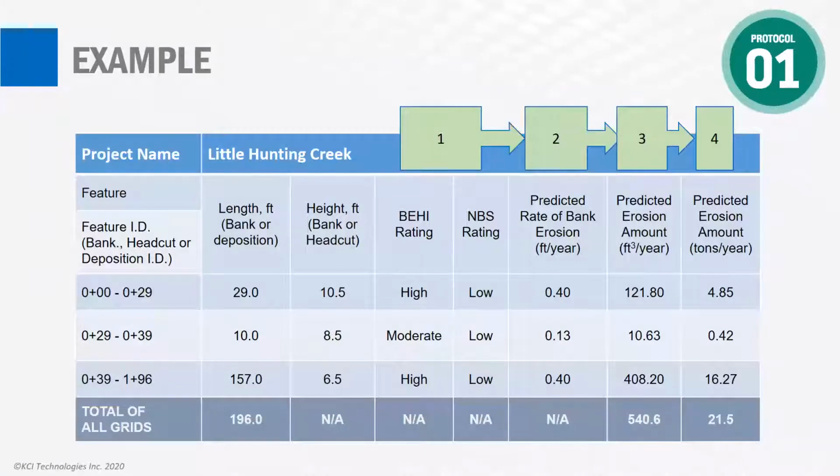So here you can see the different bank reaches and the associated BHI and NBS ratings, which are noted under the column number 1. To go from 1 to 2, the erosion rate curve was used to determine a lateral bank erosion rate per bank segment. To go from 2 to 3, the lateral erosion rate was multiplied by the length and height of each bank segment. And then those values were multiplied by the bulk density to result in column 4, or the predicted erosion amount. And those values are all summed together to result in a total volume per year, which is 21.5.